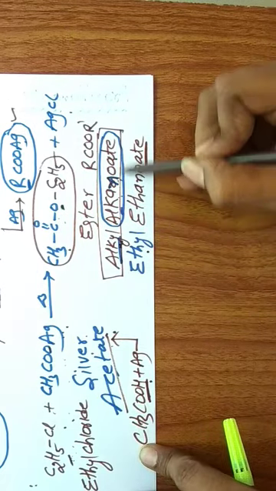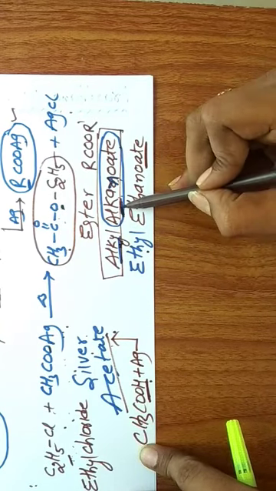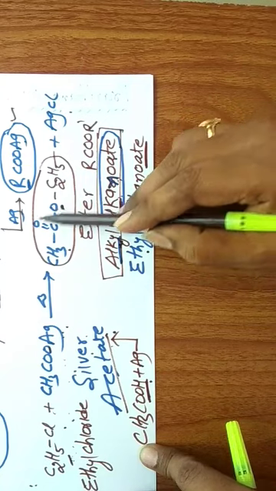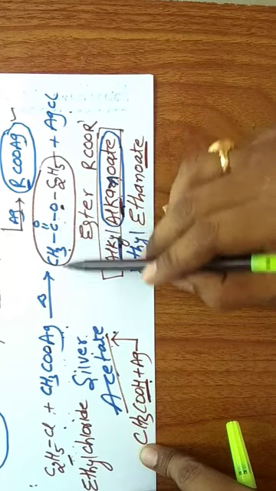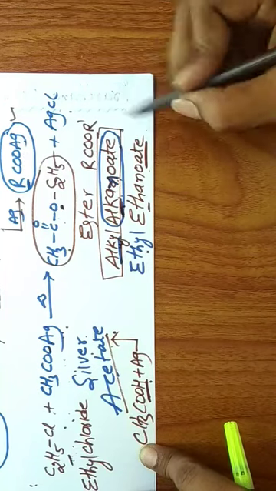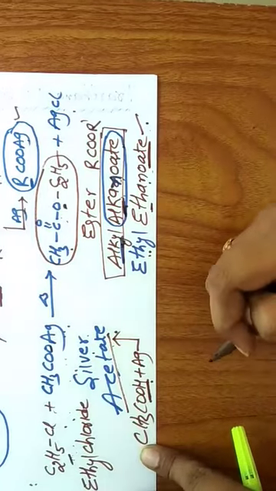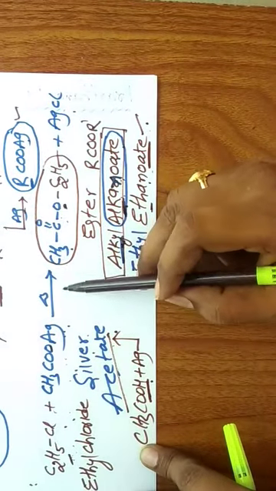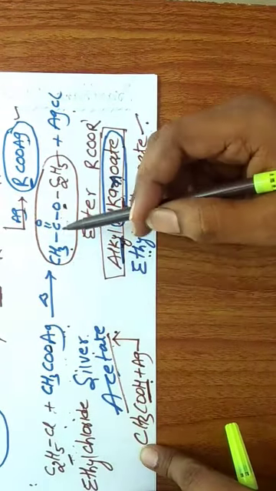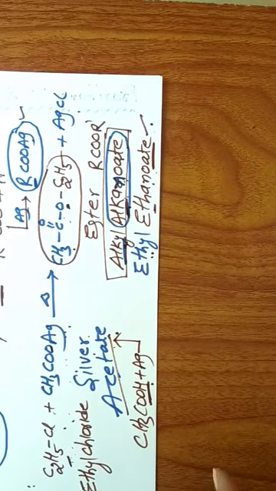Remaining part is alkanoate. In alkanoate, alk means root word. In this remaining part, how many carbon atoms are there? 2 carbon atoms. That's why this is taken as ethanoate. Finally, we can get ethyl ethanoate. So this is the important chemical property of haloalkanes. Similarly, we will go to the next reaction.